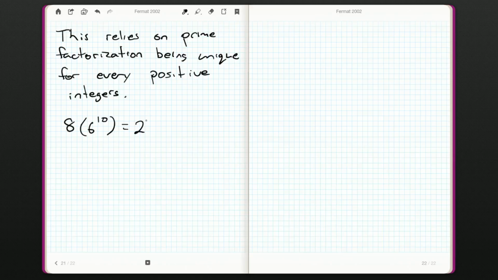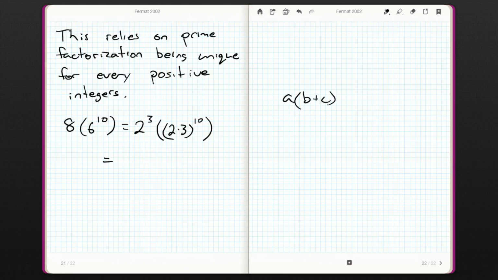Well, 8 is really just 2 cubed, so that's 3 copies of 2 right there. And 6, well, we can prime decompose 6, that's 2 times 3, and that's being raised to the power of 10. Now, outside the bracket, we have an exponent, and inside we have a multiplication. Exponentiation distributes over multiplication, just like multiplication distributes over addition. It's a distributive law that doesn't come up very often, but it's still a nice one to know.